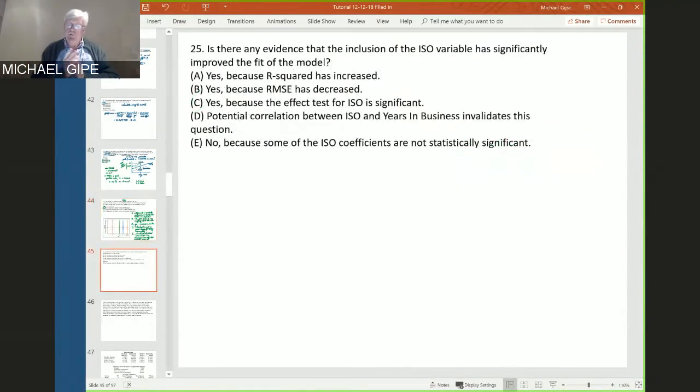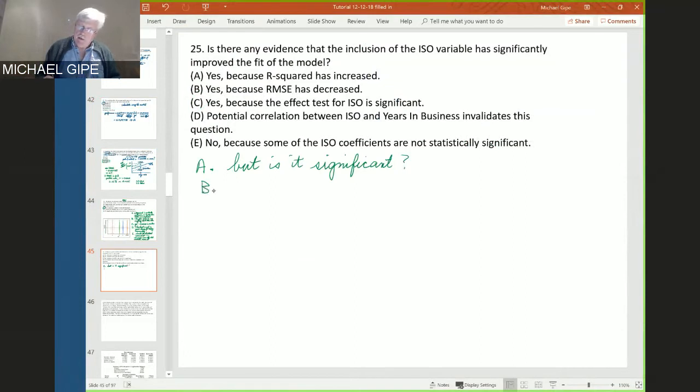Okay, how about 25? Is there any evidence that the inclusion of the ISO variable has significantly improved the fit of the model? So question A, yes, because R squared has increased. Well, R squared increases, but we don't know. I mean, it increases no matter what you put in, as long as it's a new variable, whether it's significant or not. So it will increase, but is it significant? We don't know. We can't measure significance with R squared.